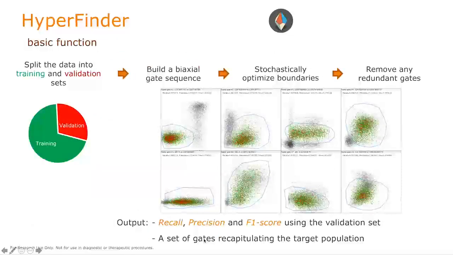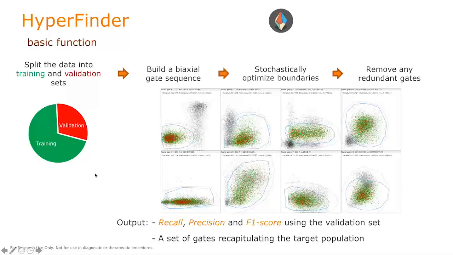So Hyperfinder splits the data, this would be the clustering events from a particular cluster that you decide you want to sort, into a training set and a validation set, and then it builds a series of biaxial gates. You specify how many gates deep your sorter can go. And then it starts to optimize the boundaries. The blue are what it's testing right now. The gray is what it started with. So it's making them smaller over time. And each time it optimizes a boundary, it reports back out the F1 score. It's trying to get the most events from the original cluster into the final gated population here.